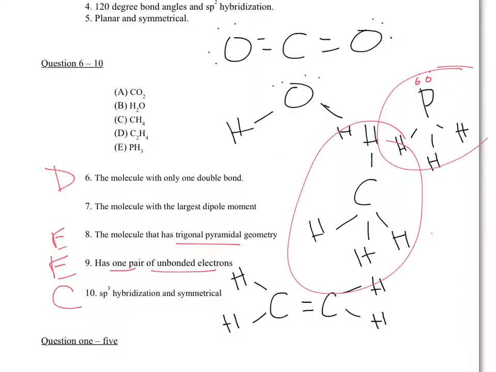And then here's the part that I want to get to. The molecule with the largest dipole moment. Dipole moment means it is polar. So essentially what they're asking you is which of these molecules is the most polar? Water. Very good. So it is water. So the answer there is B. That makes sense? Okay.